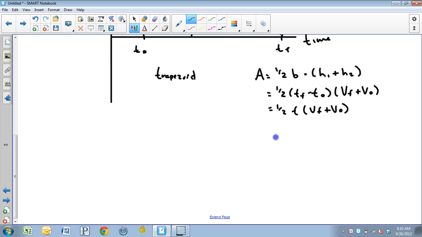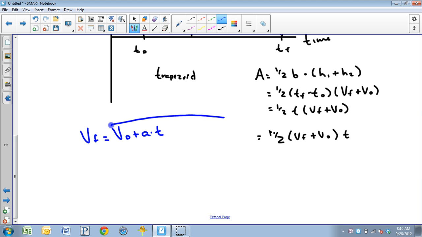Okay, so this looks pretty similar. In fact, from here we can say 1/2 V final plus V initial is actually V average. And so we can get our second kinematics equation just from this. But more interesting is we know that V final is equal to V initial plus acceleration times time. And so if I take this and I plug it in right here, I'm going to get the following. 1/2 (V0 + at + V0) times t.